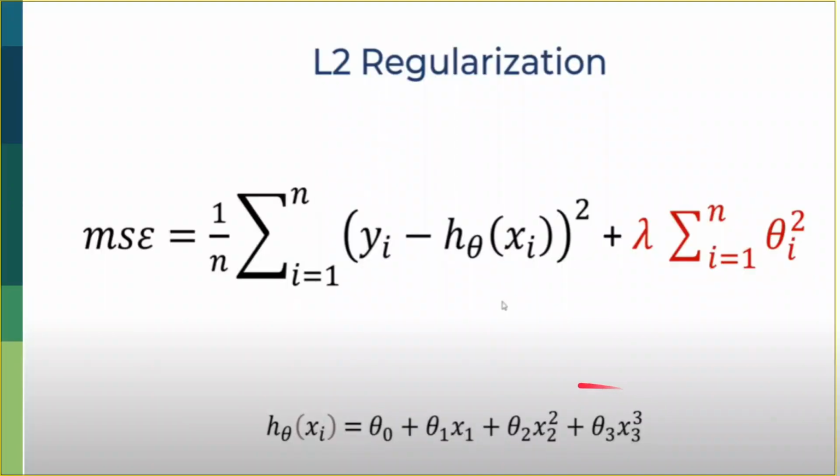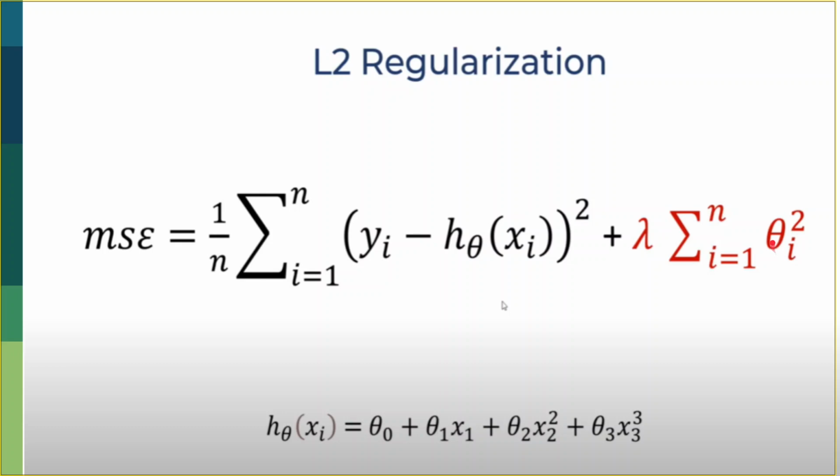So how about in this equation we add this red term, that is lambda summation of theta i square. Here lambda is the free parameter and you can control it. It's like a tuning knob, and here we are making the square of the theta term.